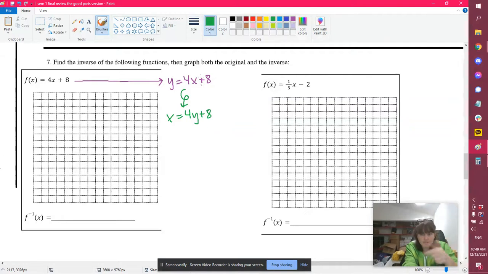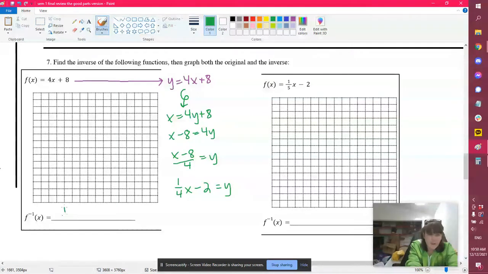Now we solve for y. I'm going to subtract 8 from both sides. I'm going to divide everything by 4. And then to be able to graph that, I'm actually going to say this is 1/4 x, because I divided x by 4, minus 2, because I divided 8 by 4. And got that the inverse is 1/4 x minus 2.